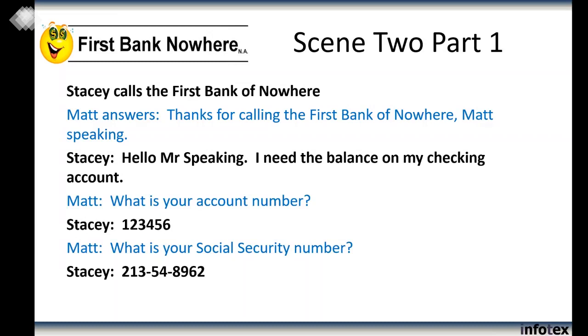Stacy calls the First Bank of Nowhere. Thanks for calling the First Bank of Nowhere. This is Matt speaking. Hello, Mr. Speaking. I need a balance on my checking account. Sure. Can I get the number on that account, please? Yeah, my account number is 123456. Okay. And can I also get your social security number, please? Yeah, it's 213-54-89-62.